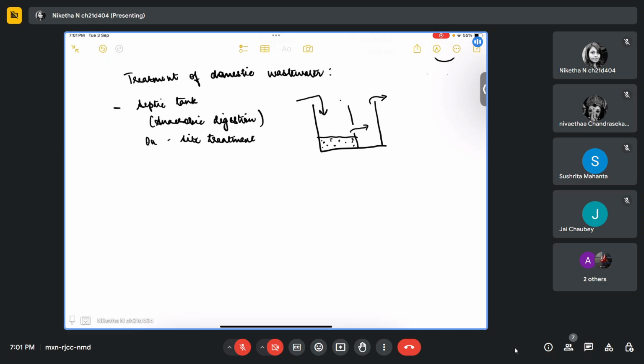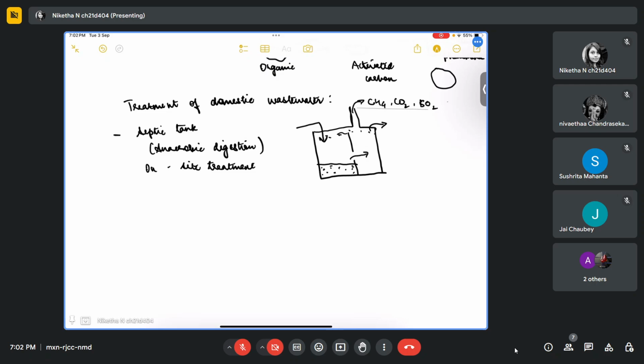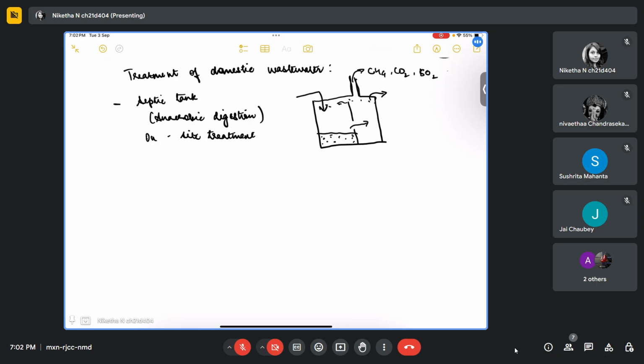And usually it will also have a vent for removing gases. Usually gases like methane will form, CO2 will form, even SO2 will form. These gases come out after anaerobic processes, and they will be vented out separately. The gases will collect at the top, so they can easily be vented out when we provide an outlet like this. Okay.